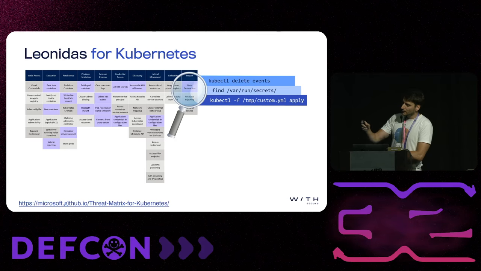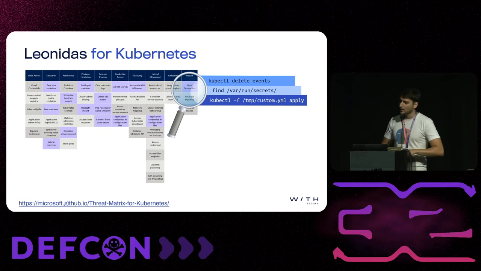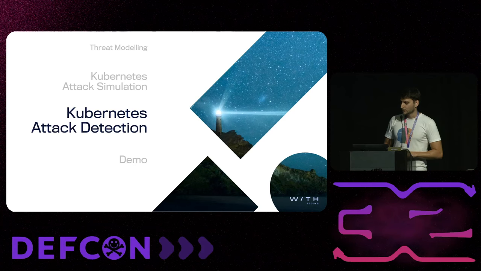Now, alongside this new version of Leonidas, we are also releasing a set of Kubernetes test cases, 17 in total, not only to help you get started writing attack definitions, but also to showcase the tool's capabilities, like running kubectl commands, running OS level commands, and even applying custom YAML manifests, a lot of different options.